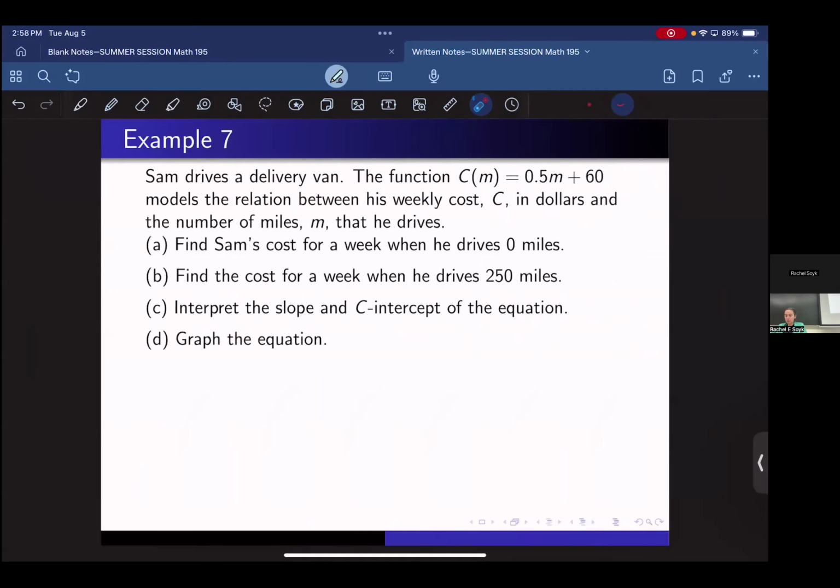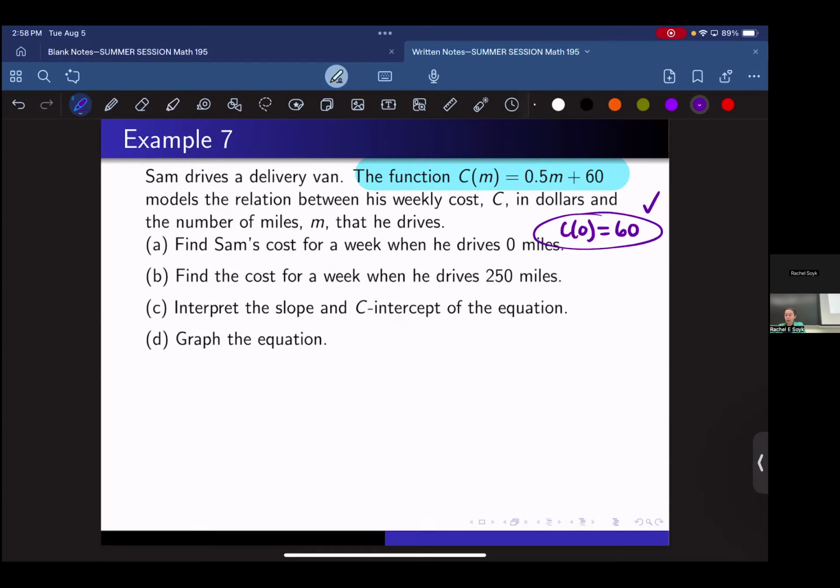So now let's look at example 7, where Sam drives a delivery van. We're given this function, C of M is equal to 0.5 M plus 60, where C represents our cost in dollars and M is the miles he drives. And we want to find Sam's cost for a week when he drives 0 miles. So what is C of 0? Plug in 0. 0.5 times 0 cancels out. And so we just get $60.